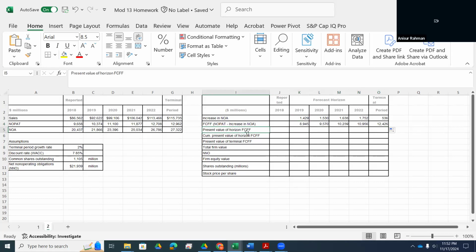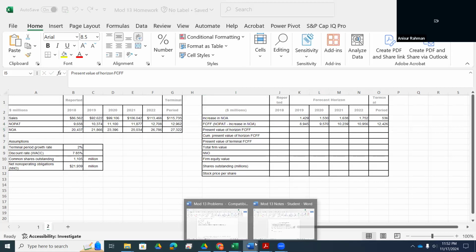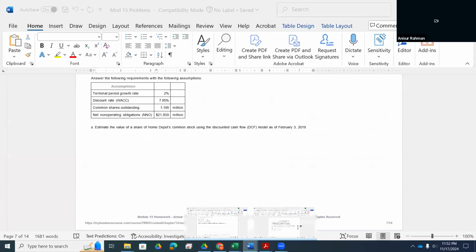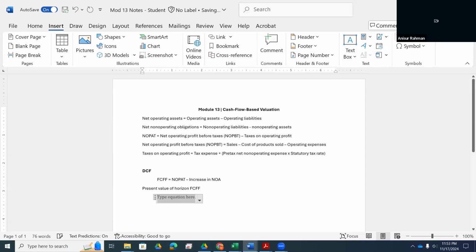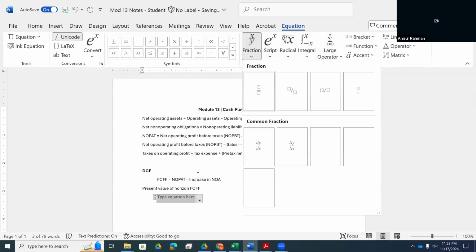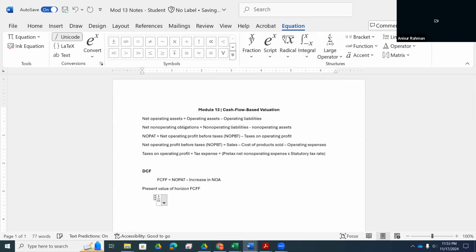Now present value of horizon free cash flow. To calculate this one, we have to use this formula. This comes from the present value formula. So it is equal to 1 over 1 plus RW raised to the power T.